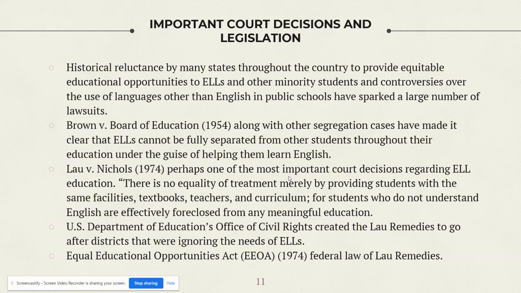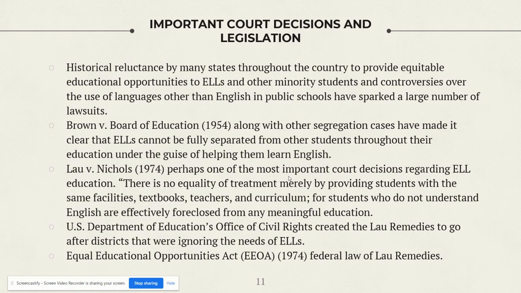And so even though they were given the same desks and the same classrooms and the same textbooks, and they were learning from the same teachers and it was the same curriculum, they still didn't have access to that education because they didn't understand the language. And so when it finally got to the Supreme Court, it was decided that just because you've given them all of these things, they can't access it. They can't walk away with any sort of meaningful education because they don't know the language.